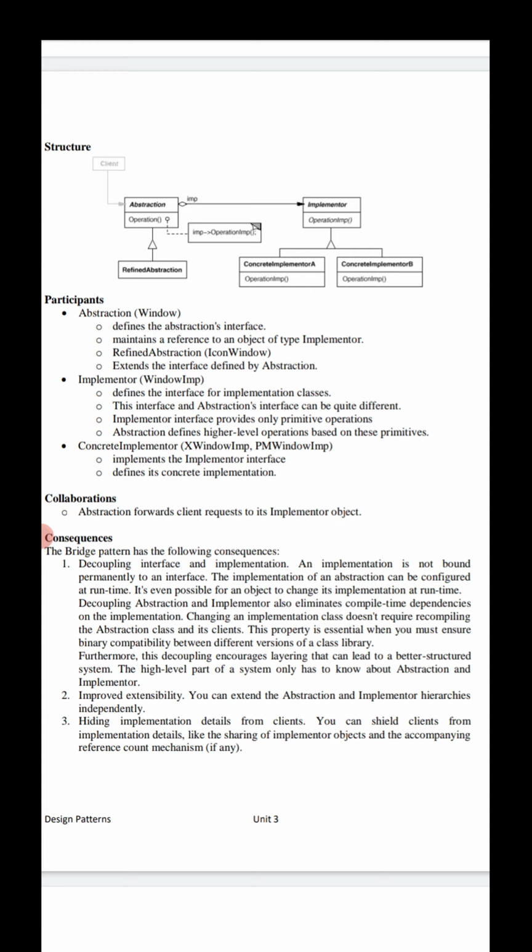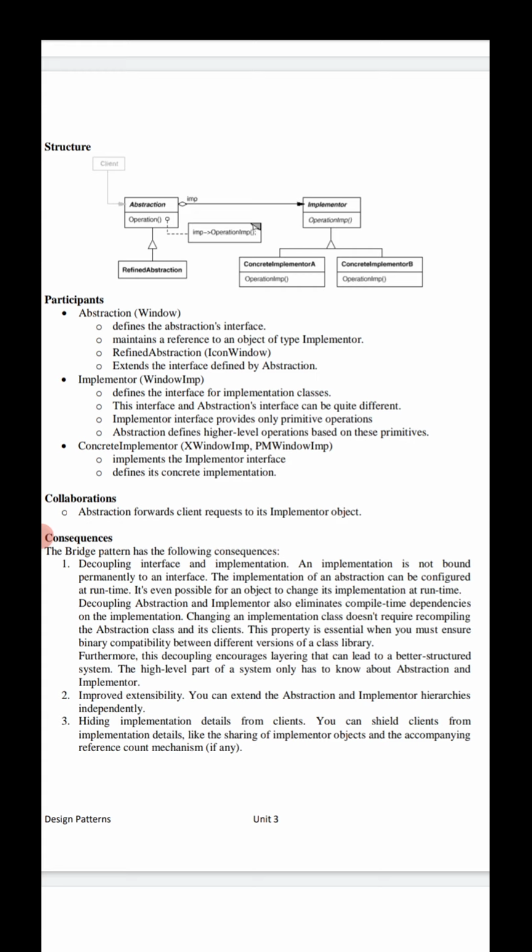Here, look at the structure representation: a class abstraction, and one more class, implementer. Implementer is implemented by concrete implementer A and concrete implementer B. Here, in the abstraction class, we need some operation. That operation calls the implementer's operation imp function, and the abstraction class is extended by refined abstraction. Okay, this is the structure representation of the bridge design pattern.